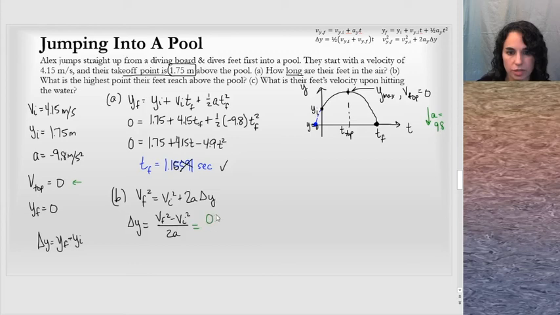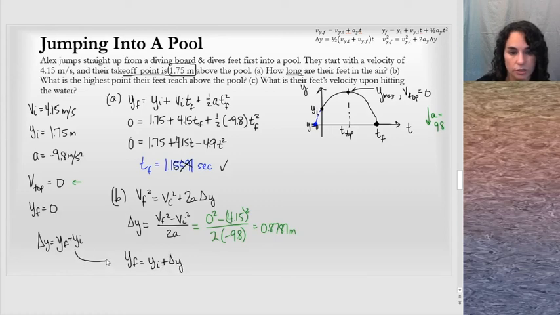And I'm going to plug in the numbers here. The final velocity is 0. The initial is 4.15, and I'm going to put parentheses around that. And then the acceleration is negative 9.8. It's important to have that negative sign so that there's a negative on top and a negative on bottom. Overall, this becomes a positive value, and it is 0.8787 meters.